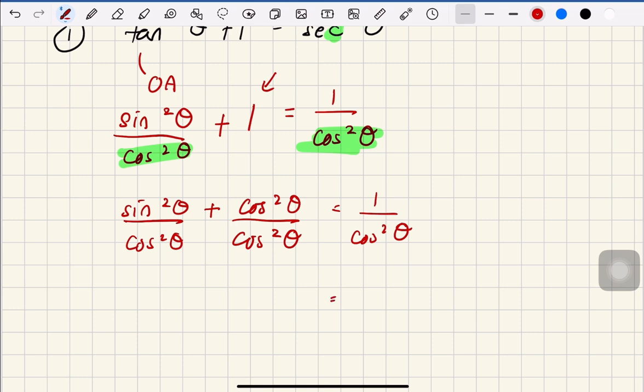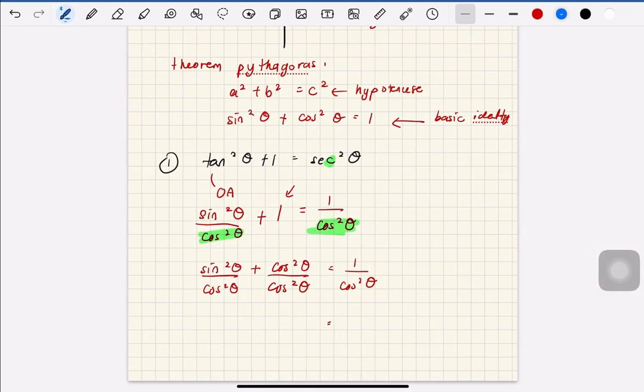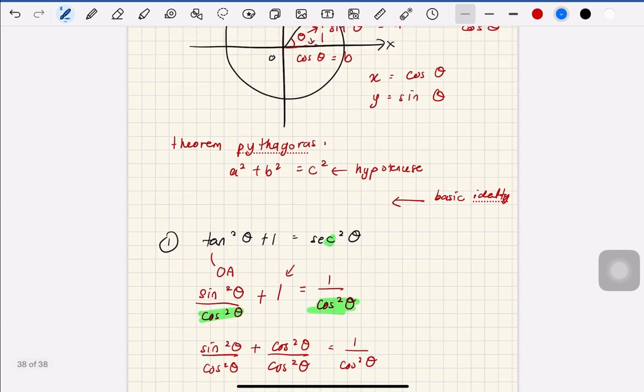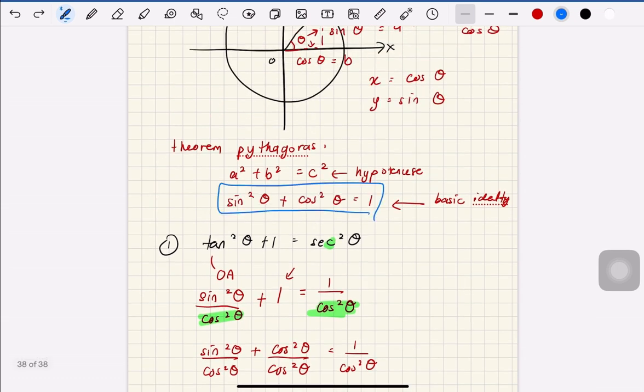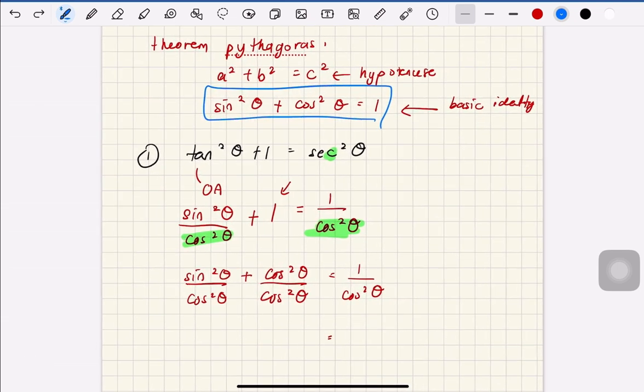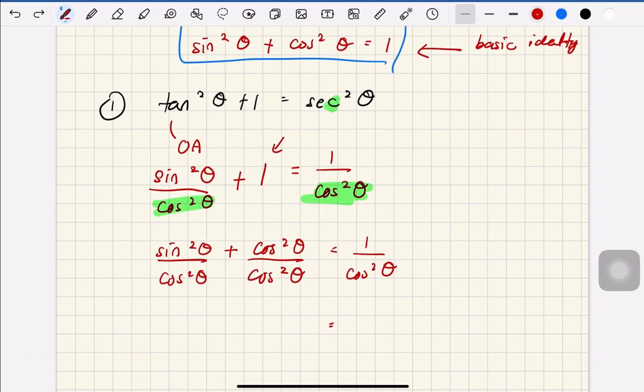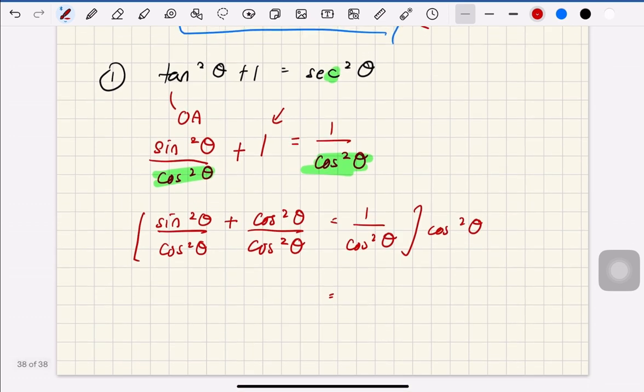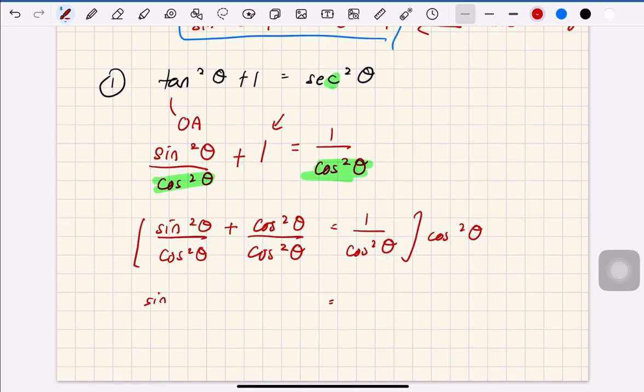Now we can continue. We want to derive until it becomes like the one in blue. So we can multiply everything with cos squared theta, so it becomes sine squared theta plus cos squared theta equals 1. So proven.